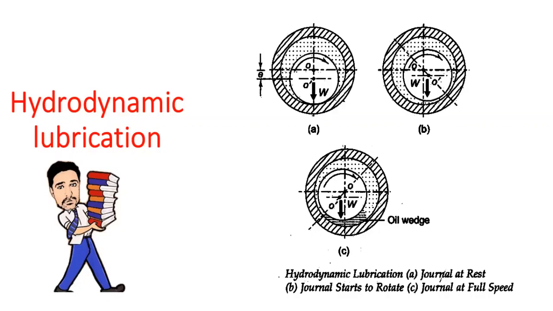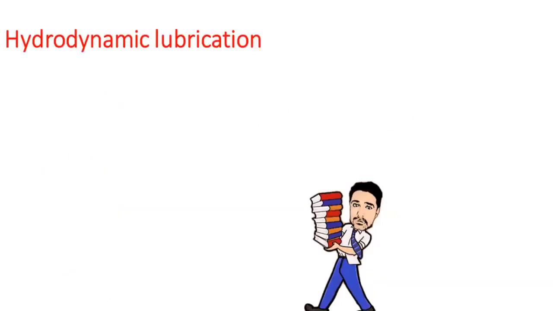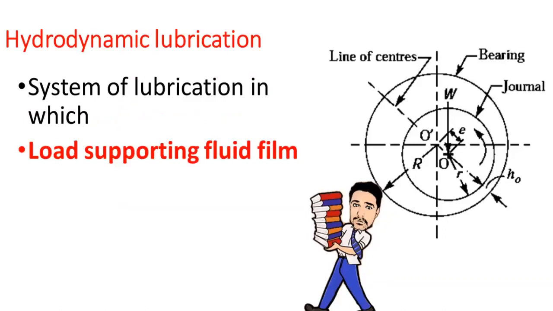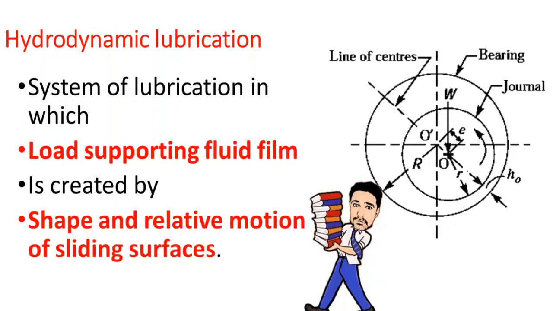But slightly, when the journal starts rotating, a little amount of lubricant is introduced between the journal and the bearing. In diagram C, you can see when the journal is at full speed, the oil film is being introduced between the journal and the bearing. So the lubricant is introduced in between the journal and bearing purely due to the motion of the journal. That's why these types of bearings are called hydrodynamic bearings. The system of lubrication in which the load supporting fluid film is created by the shape and relative motion of the sliding surfaces is called hydrodynamic lubrication.